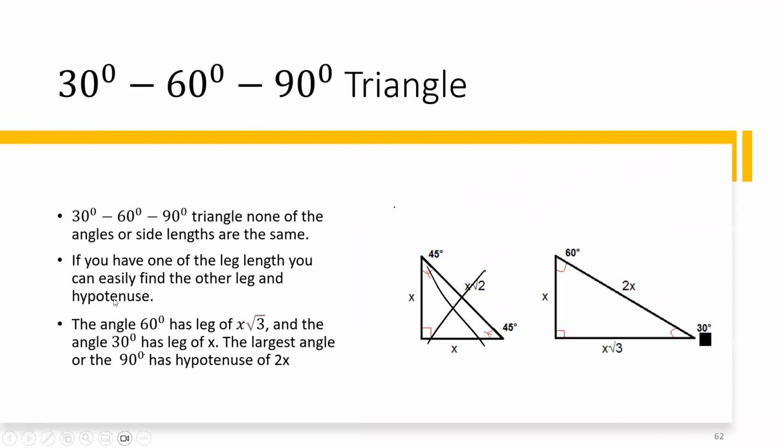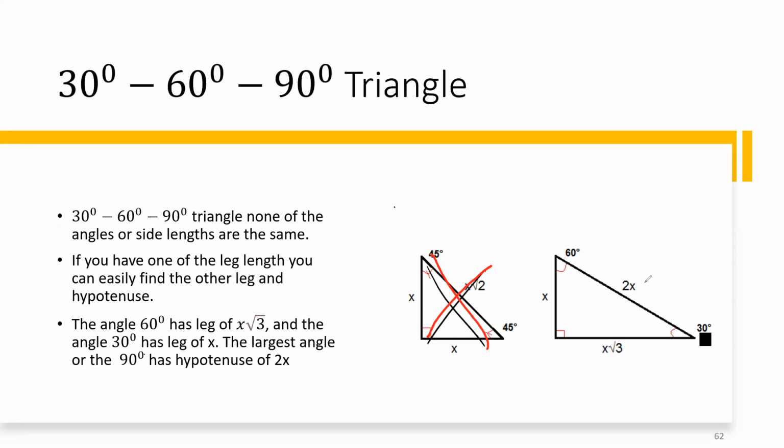Now let's go over the 30, 60, 90. On the image on the right, please disregard the left one because we just went over the 45. It's the image on the left. A 30, 60, 90 triangle means that none of the angles or the side lengths are the same, so you have to be careful on this one. Just because you have one leg doesn't mean the other leg is the same length, right? If you have one of the leg lengths, you can easily find the other leg and the hypotenuse, right?